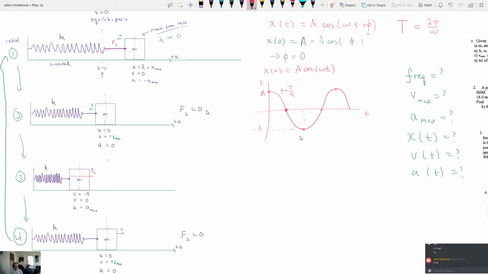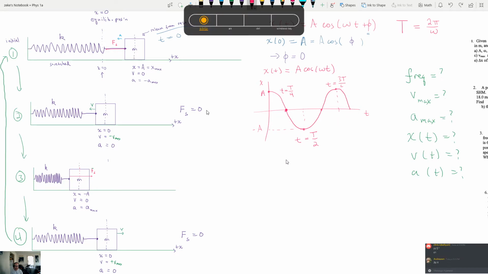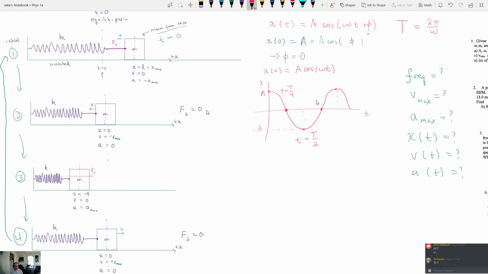Not 2 pi. It's going to be the period divided by 2. And this time over here is going to be 3T over 4. And no, I left something out. I left one out. Oops. Sorry. This point will be 3T over 4, and this point will be T. And then it will repeat itself.